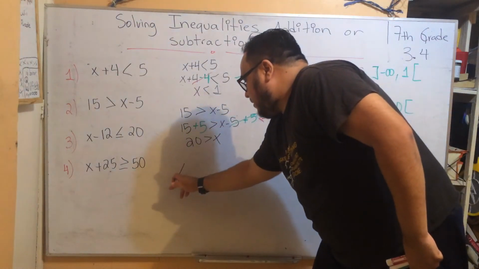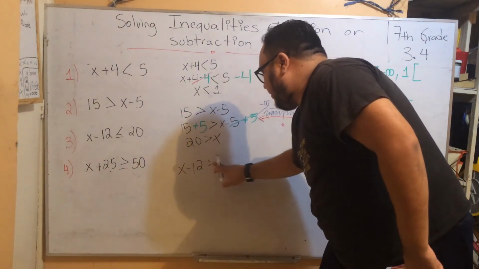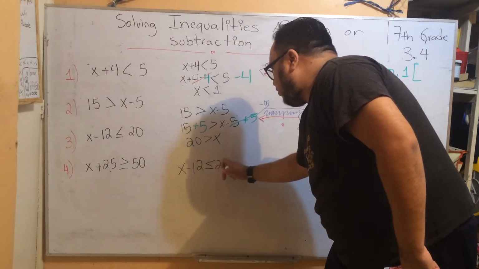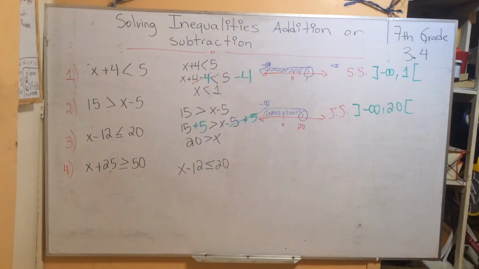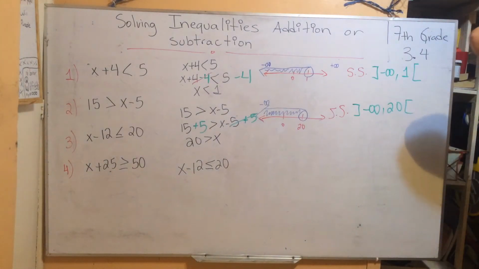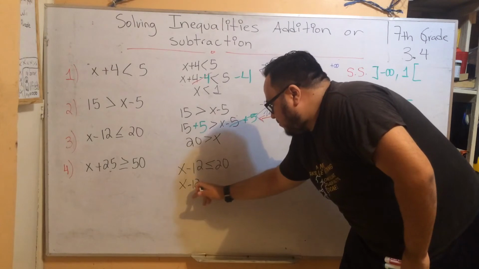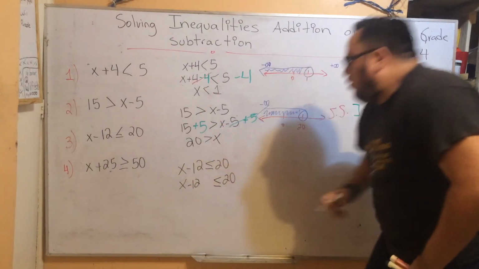This one says x minus 12 less than or equal to 20. Okay, so what do we do here? Remember, we're looking for the x alone. Okay, so we start working so that x can be left alone, and we have x minus 12, we leave some space, and then we have 20.